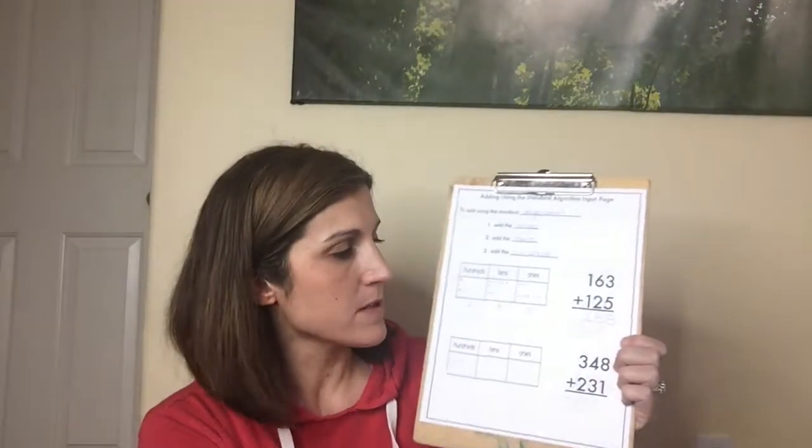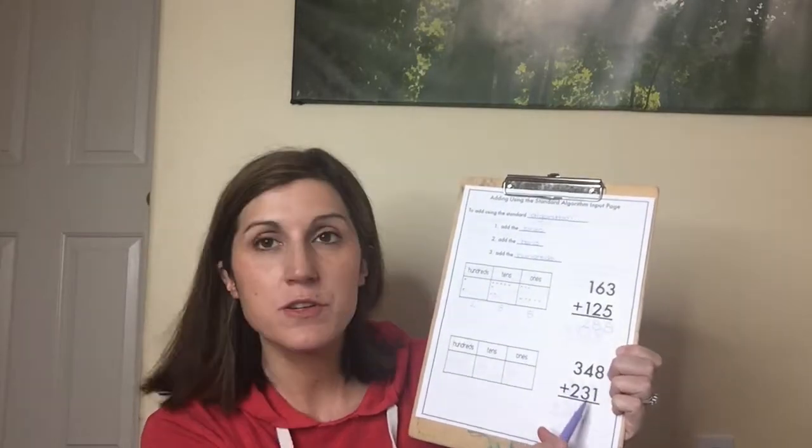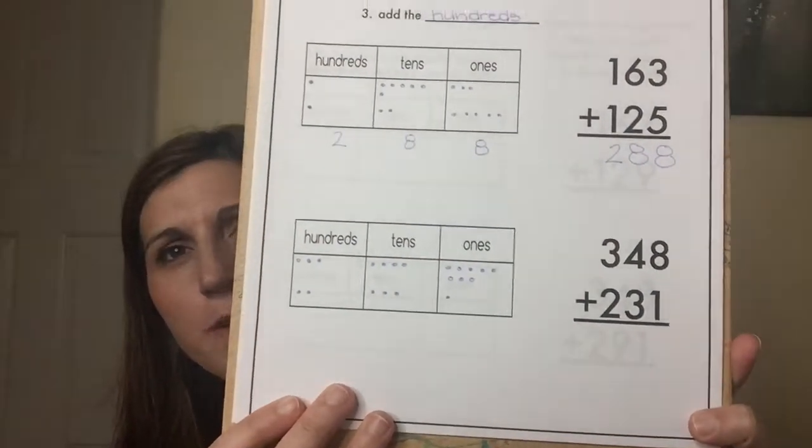All right, let's do another example together. This one has bigger numbers, 348 and 231. So I'm going to put 348 in my place value chart, 3 hundreds, 4 tens, 8 ones, and 231 in the place value chart, 2 hundreds, 3 tens, 1 one. I drew it right. I just didn't say it right.